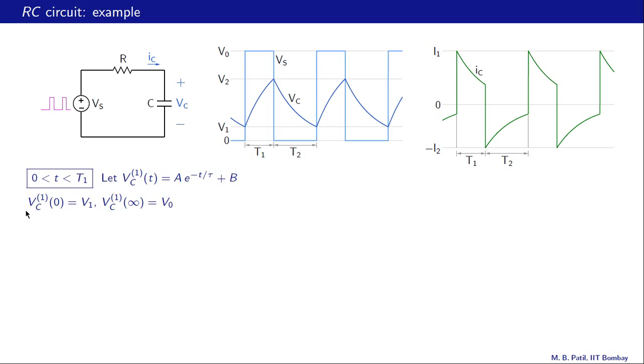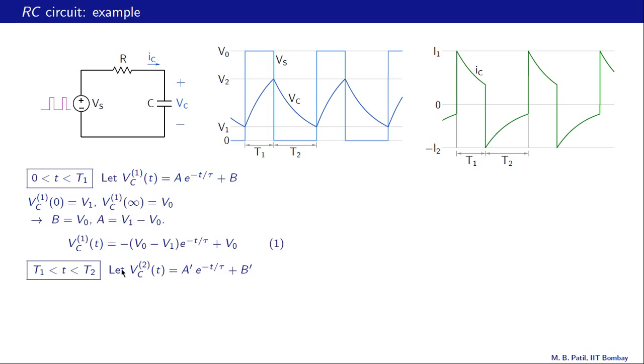So these are the two conditions we have. At t equal to 0, Vc is V1, and at t equal to infinity, Vc is V0. Now using these conditions, we can find A and B. B turns out to be V0 and A turns out to be V1 minus V0. So putting these back in this equation, we get Vc in phase 1 equal to minus (V0 minus V1) times e raised to minus t by tau plus V0. Note that this number is positive because V0 is larger than V1.